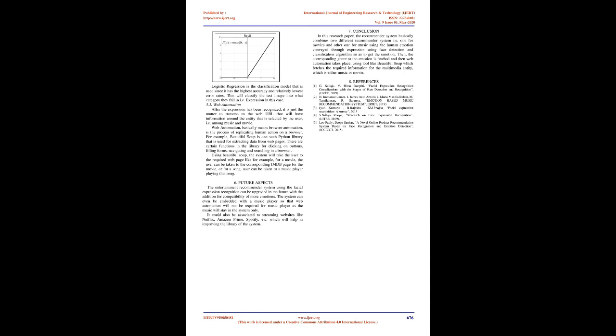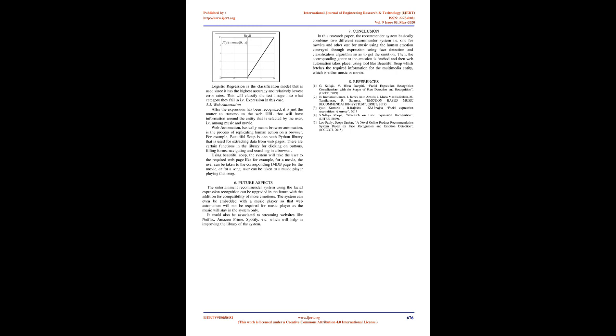6. Future aspects. The entertainment recommender system using facial expression recognition can be upgraded in the future with the addition of compatibility for more emotions. The system can even be embedded with a music player so that web automation will not be required for music, as the music will stay in the system only. It could also be associated with streaming websites like Netflix, Amazon Prime, Spotify, etc., which will help in improving the library of the system.